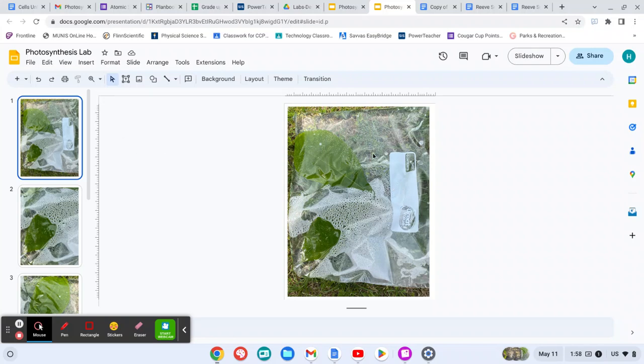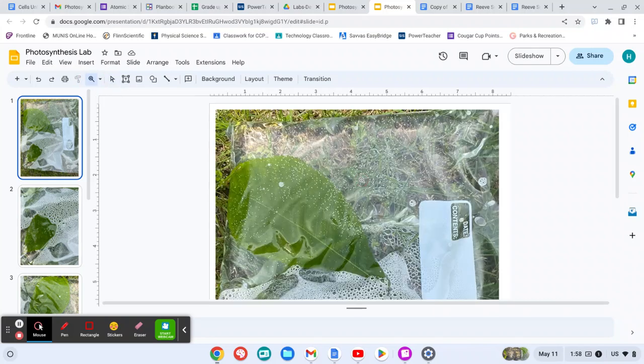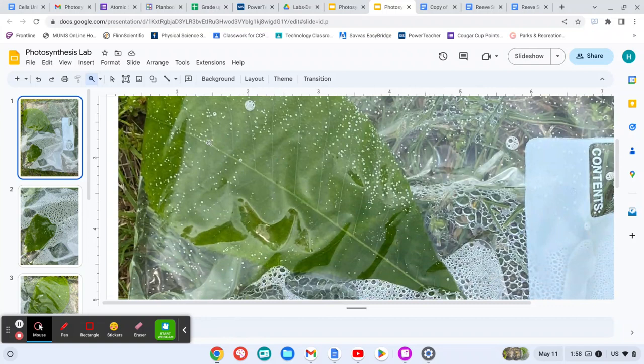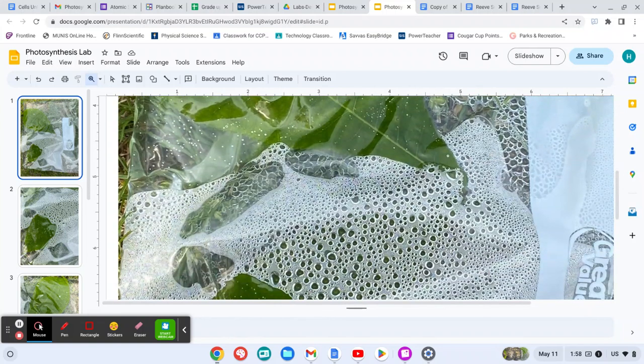I'm going to zoom in a little bit, but first I want you to look at this. This whole bag has a lot of bubbles, a lot of condensation all over it. This is the one that we left outside. It's been outside in the direct sunlight for 2 or 3 hours now. So I'm going to zoom in a little bit so you can see it. We've got a lot of bubbles all over, even right on the leaf here. We've also got a lot of bubbles on the top of the bag.